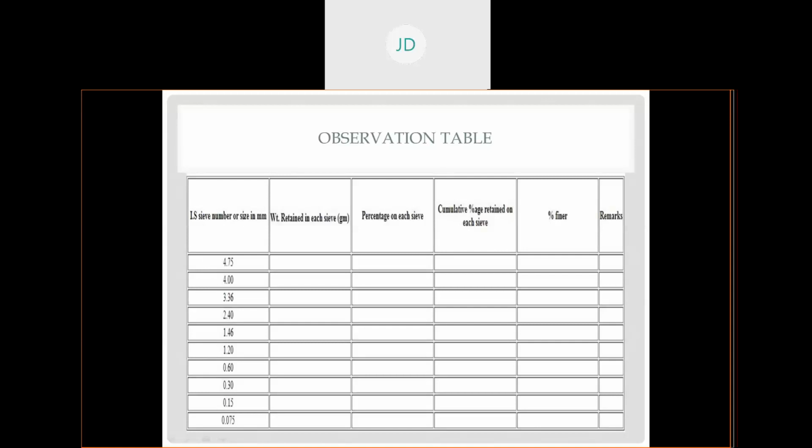Sometimes sieves are also given as numbers. You can find this in a textbook also. Here you can see 4.75 millimeter, 4 millimeter, 3.36 millimeter, 2.2 millimeter, 1.46, like that, up to 0.075 millimeter.